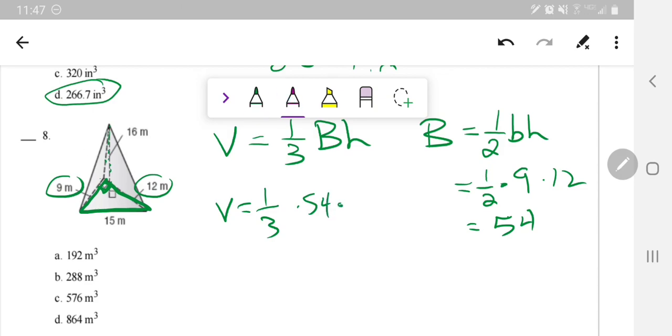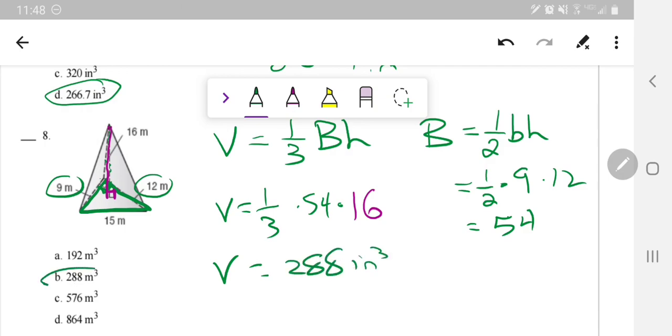Now this isn't the height of the base. This is the height of the whole pyramid. And that's that guy there. So that's going to be 16. Now we just have to calculate that. We can use our calculator. And it comes to 288 inches cubed. And, oops, not inches. Sorry about that. That's going to be meters cubed.